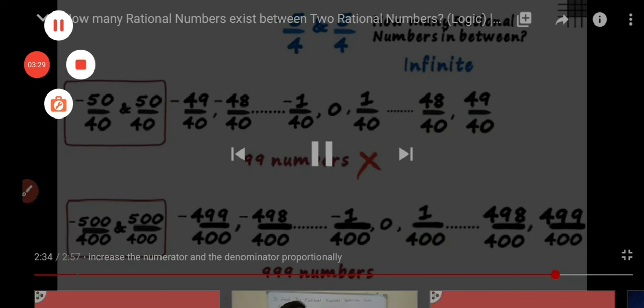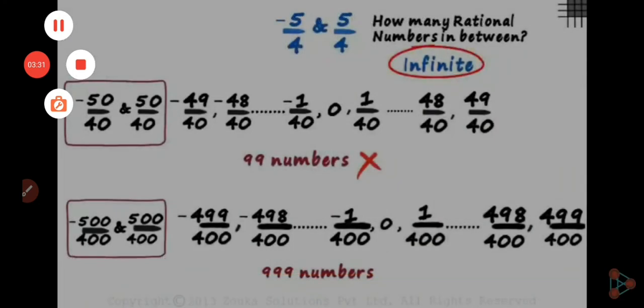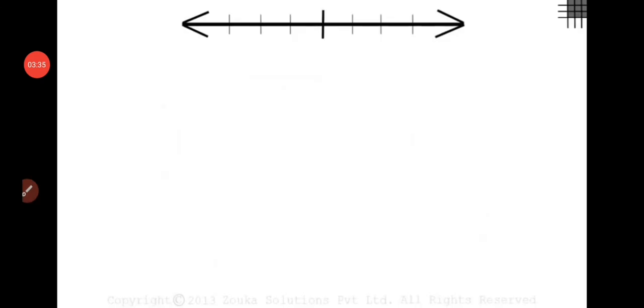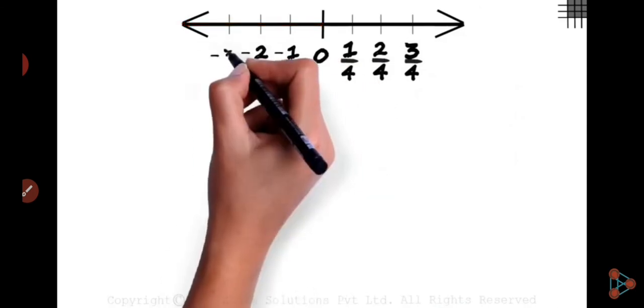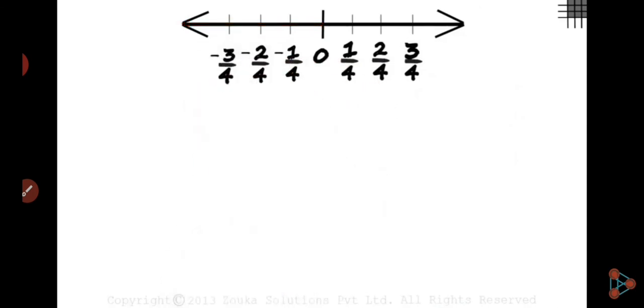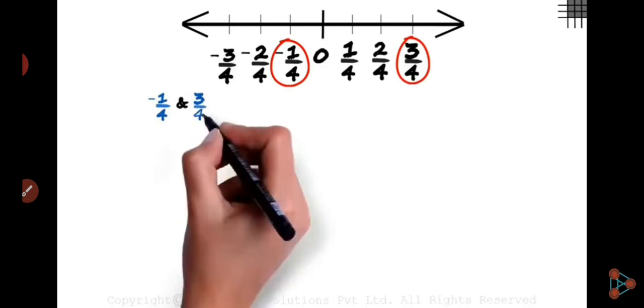There is another way in which we can prove that there are infinite rational numbers between two rational numbers. In the center we have 0. On the right hand side we have 1 by 4, 2 by 4 and 3 by 4. On the left hand side we have minus 1 by 4, minus 2 by 4 and minus 3 by 4 and so on. Say we want to find the number of rational numbers between minus 1 by 4 and 3 by 4.